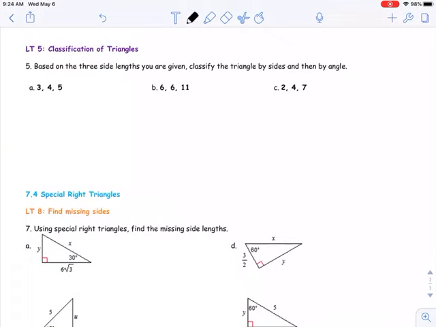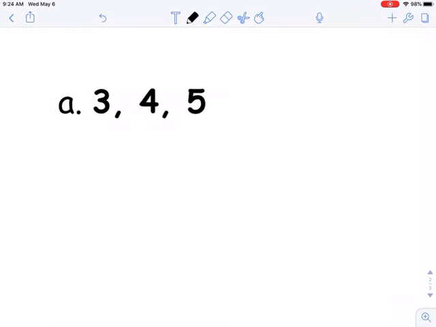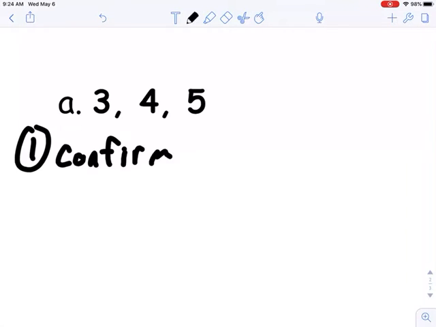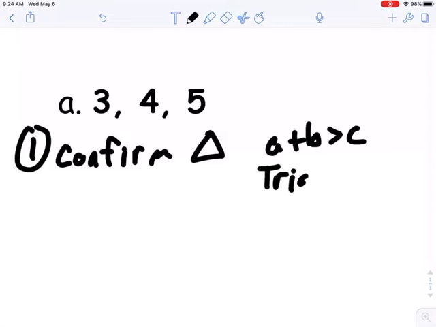Alright, based on the three side lengths you are given, classify the triangles by sides, then by angles. Alright, so step 1, confirm it is a triangle. Confirm that it even makes a triangle, alright? We have the good old triangle inequality.